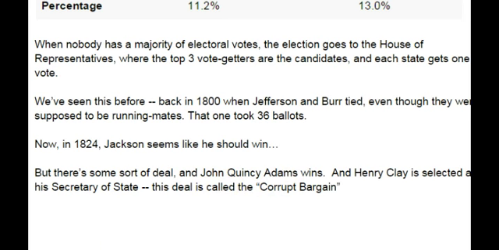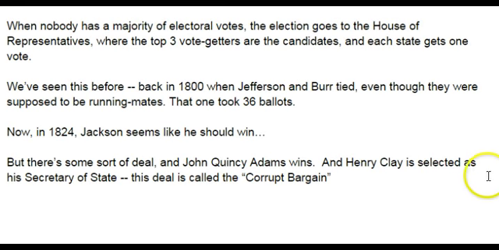Let me move this over one sec. Okay, now you can read the edges here.